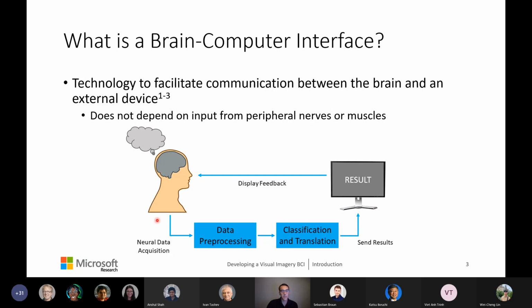So in a basic framework of this experiment, you might have a person engaged in some sort of task where they're maybe imagining interacting with some object on a computer screen. First off, you're acquiring their neural data. That data is being processed and then transmitted over for classification, translating that code from a neural stimulus to a control code to control something on the device.